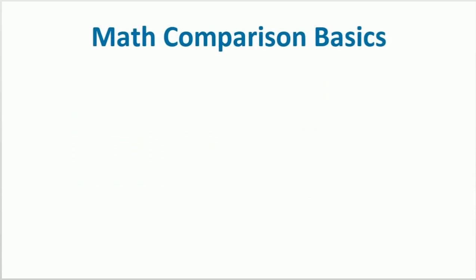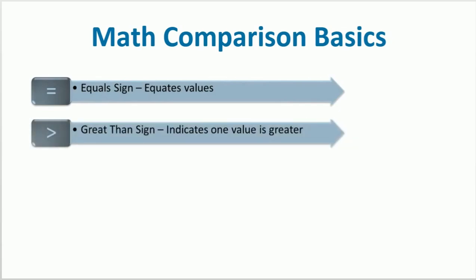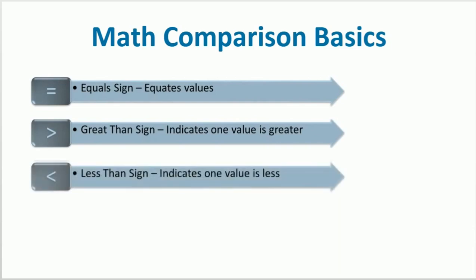Basic comparison operators include the equal sign, which equates value, the greater than sign, which indicates that one value is greater than the other, and the less than sign, which indicates that one value is less than the other. Let's review some of these.